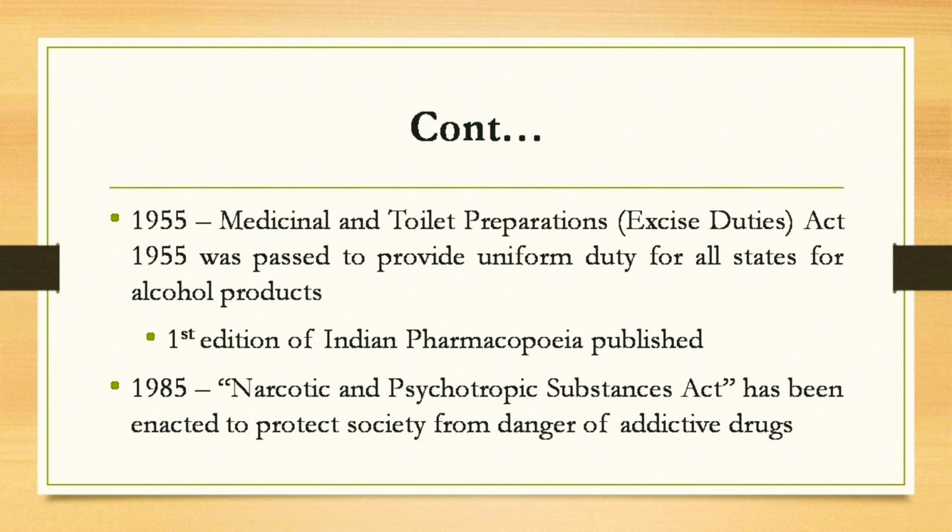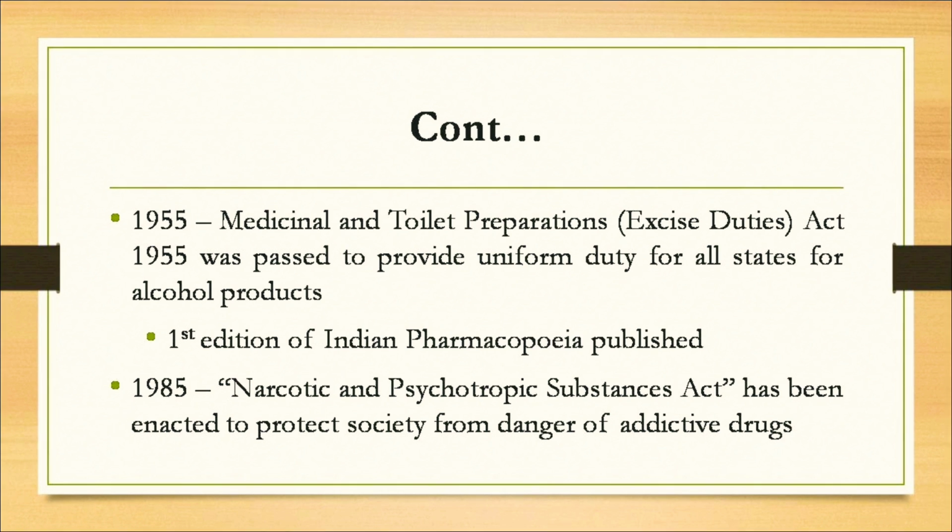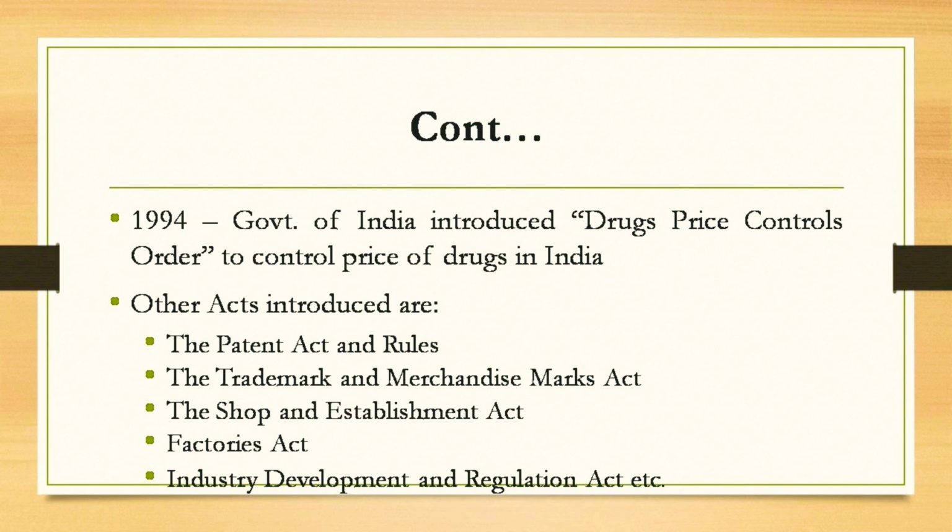In 1985, the Narcotic Drugs and Psychotropic Substances Act was introduced to protect society from the danger of addictive drugs. In 1994, the Government of India introduced the Drugs Price Control Order. This order was given to control the price of drugs in the Indian pharmaceutical market.